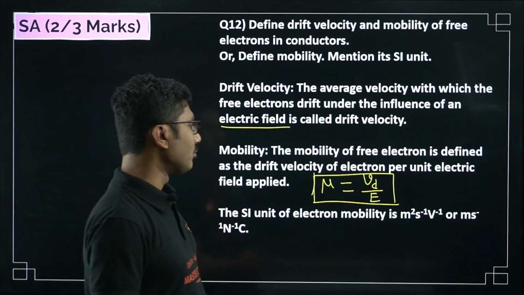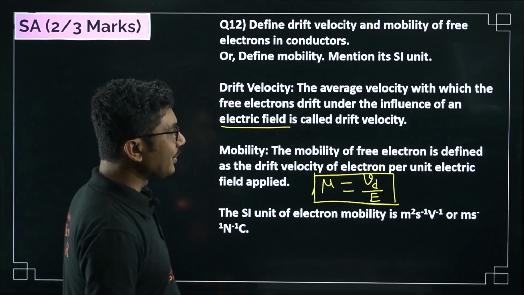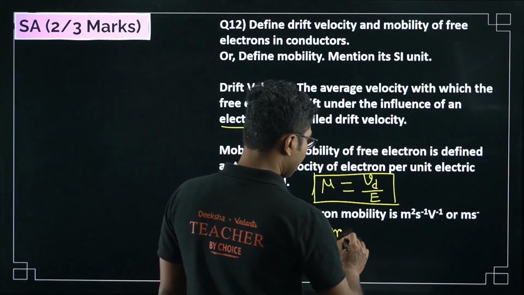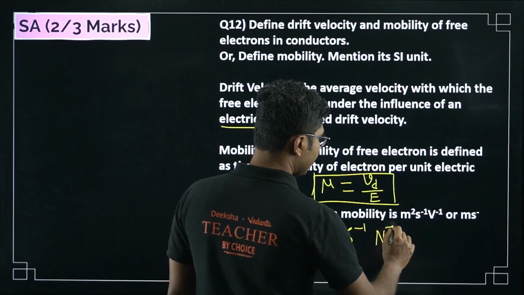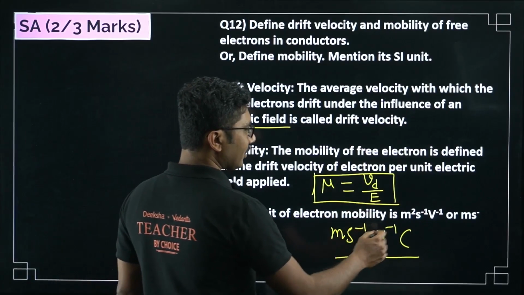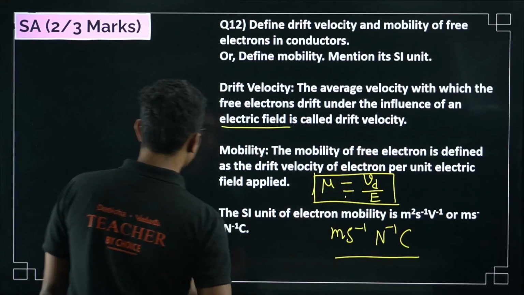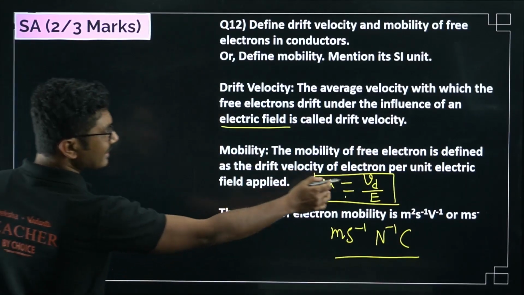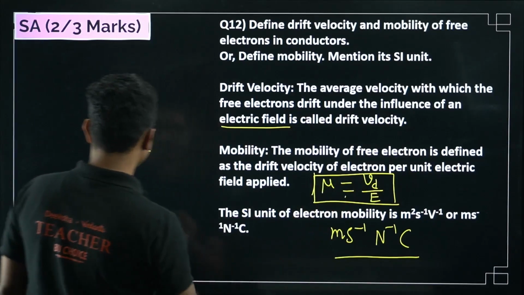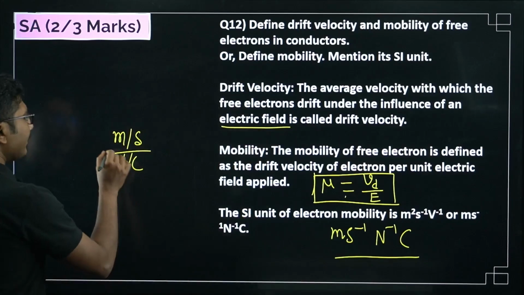The SI unit of electron mobility is meter square second inverse volt inverse, or meter second inverse Newton inverse Coulomb. So it is mainly meter second inverse Newton inverse Coulomb. Meter per second is the unit of velocity, and Newton per Coulomb is the unit of electric field, and we divide by electric field. So you can say, I know this relationship, I want to write the unit. How to write that? Velocity is basically meter per second, right? And electric field is Newton per Coulomb, right? So the units will definitely be this.